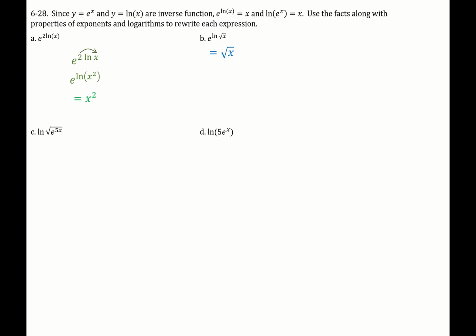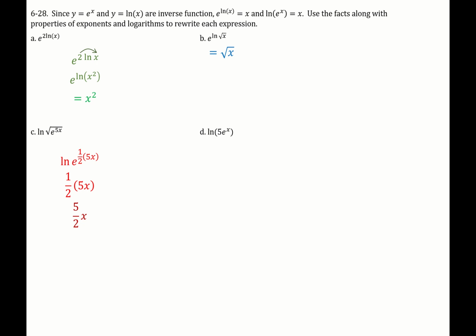Now for part C, we have ln of the square root of e to the 5x. So I will rewrite that as ln of e to the what power? And that would be 1/2 times 5x. So a square root just makes it to the 1/2 power. And then ln of e cancels, and I'm just left with 1/2 times 5x. So that's just 5/2 x.